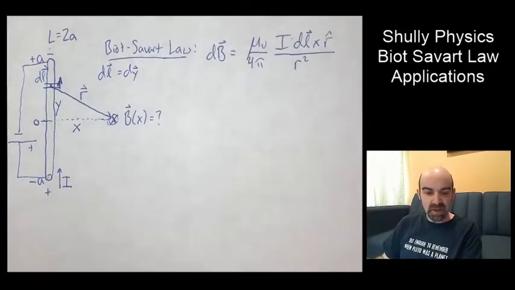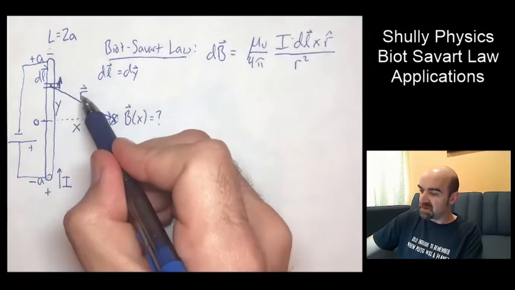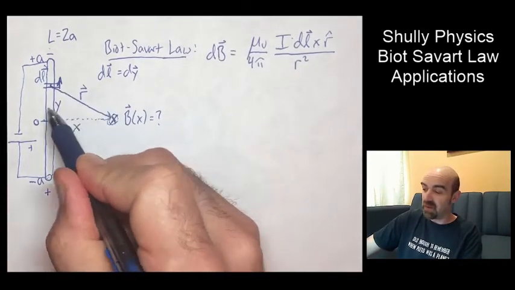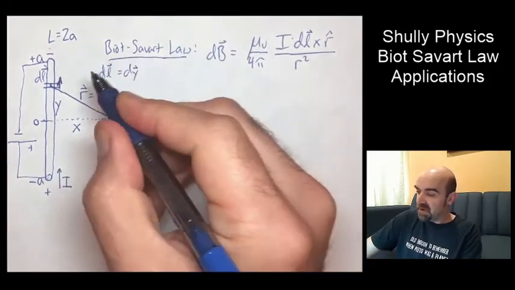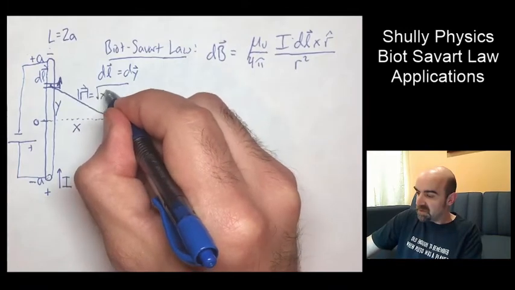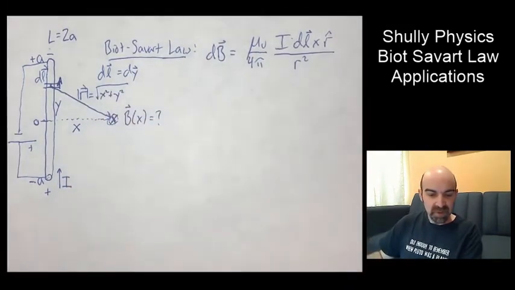Okay? And we're also going to have to replace the r value. The r value is this. So according to the dimensions x and y, we can see here that r has the magnitude of the square root of x squared plus y squared. It's going to be important there.